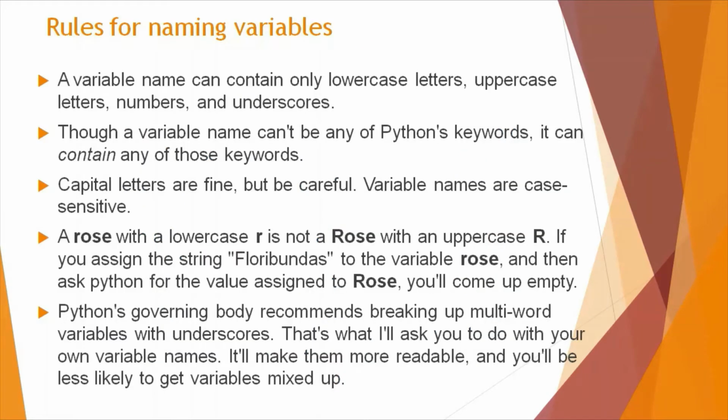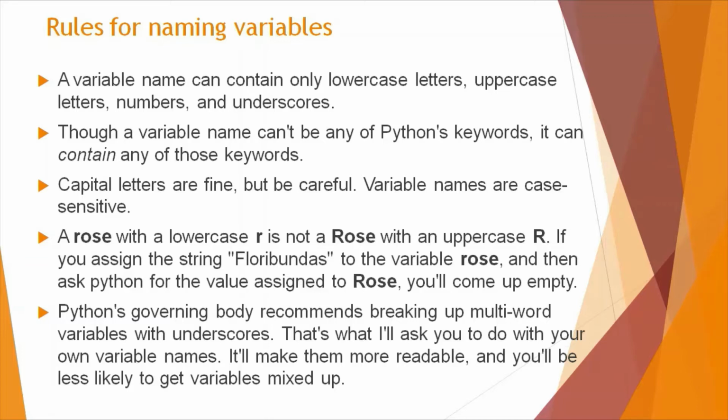Here are some rules for naming our variables. A variable name can contain only lowercase letters, uppercase letters, numbers, and underscores. Though a variable name can't be any of Python keywords, it can contain any of those keywords like class or something like class, function, etc. Capital letters are fine, but be careful.